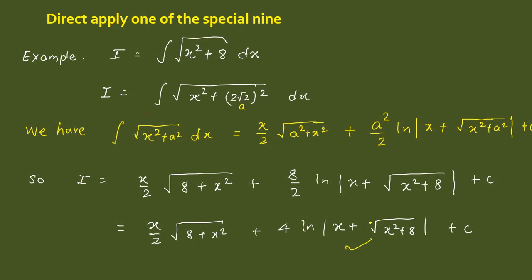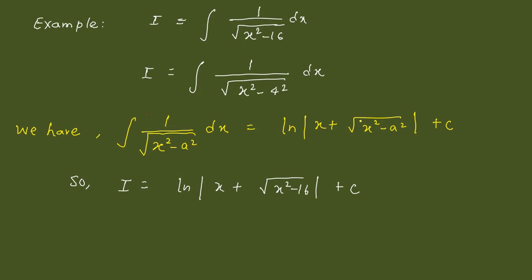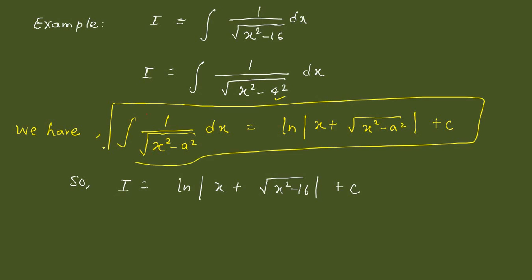This is a very easy thing. Again, suppose I have to integrate 1 over square root of x square minus 16. So here we have to write 16 as 4 square, and again this is the particular result we have to use, in which we have to substitute a as 4, and this is the correct answer.